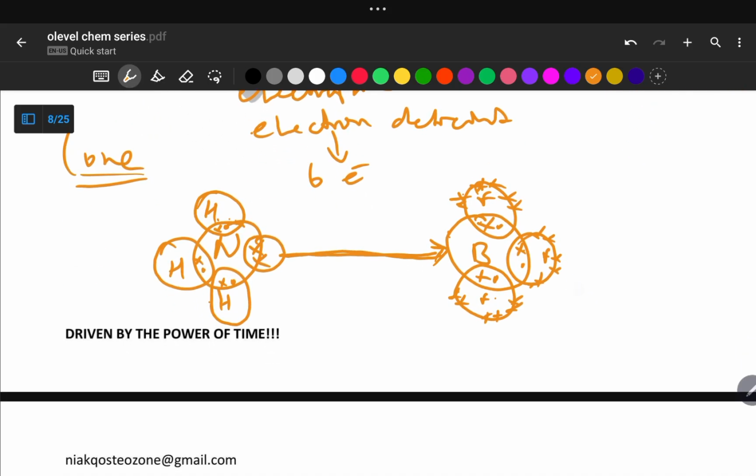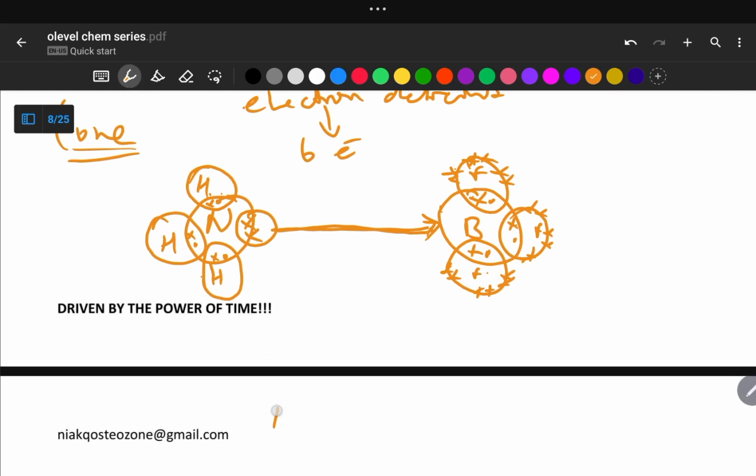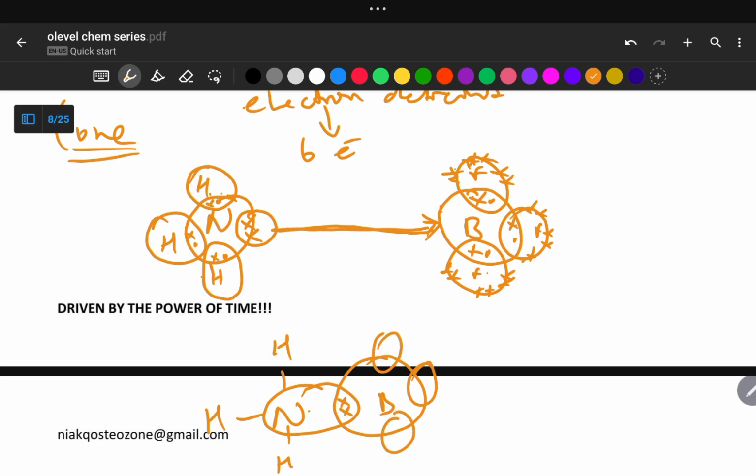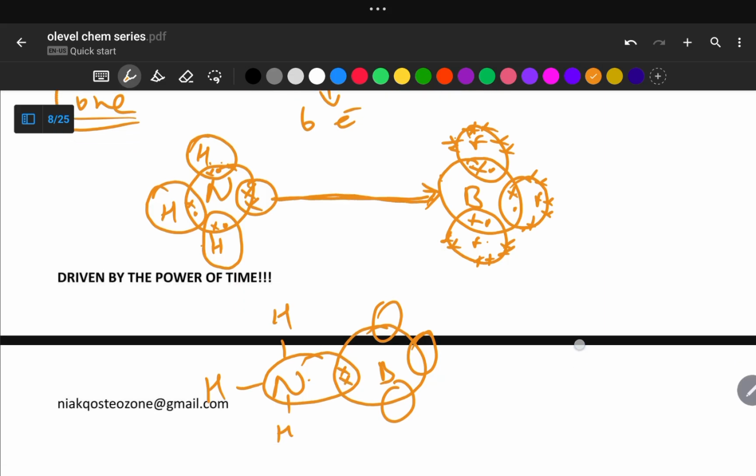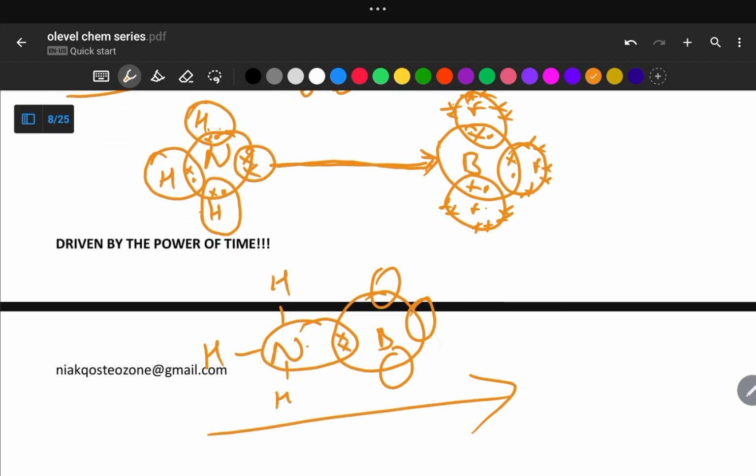So we're going to have the bond in this form. So it's N. So let me highlight this so that we won't waste time. And then this is the boron, and then we're having the shared electrons here. Are we together? As simple as that. So this is how you illustrate the bonding in boron trifluoride.